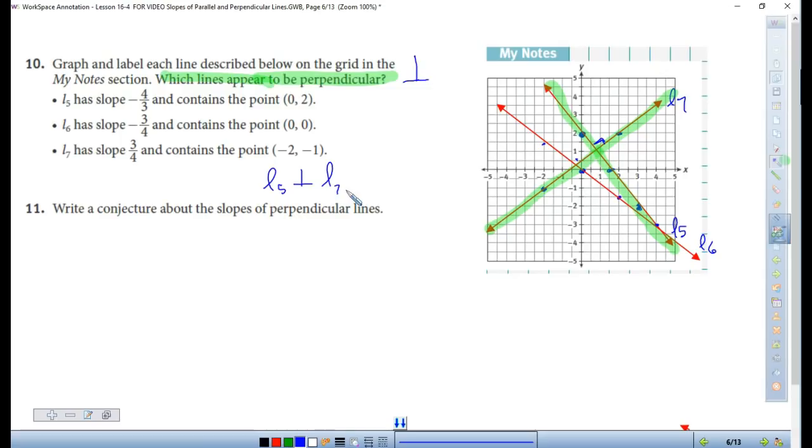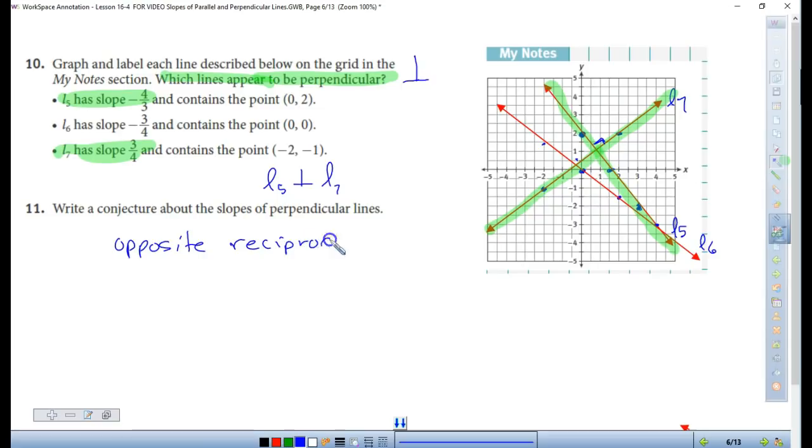And then write a conjecture about the slopes of perpendicular lines. So if we look at the slopes of those two lines, negative 4/3, positive 3/4, they are opposite reciprocals.